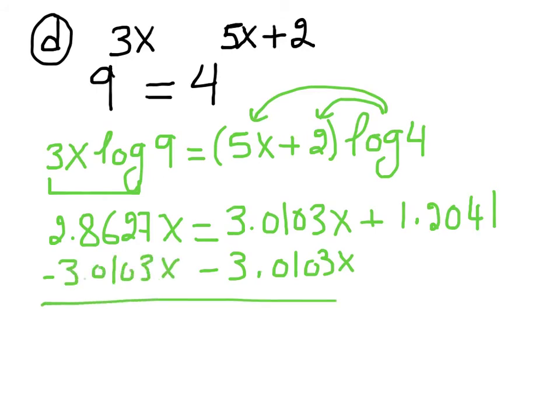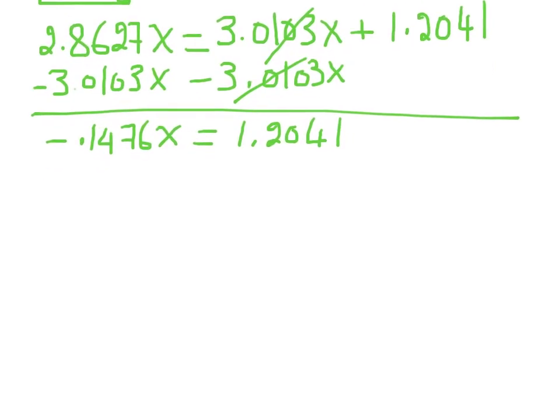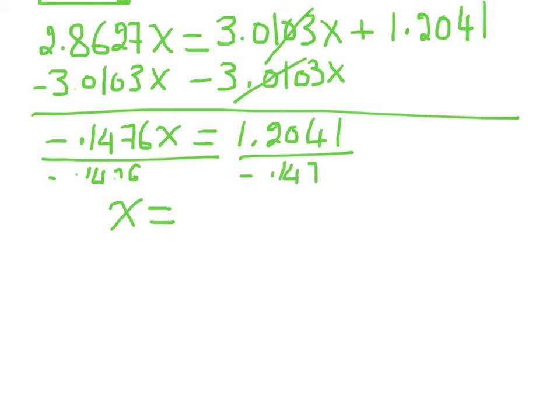So the 3.0103x cancels out, and these will give you a negative 0.1476x equal to 1.2041. Solving for x, we're going to divide both sides by negative 0.1476. And I got x equal to negative 8.1579. Pretty close.